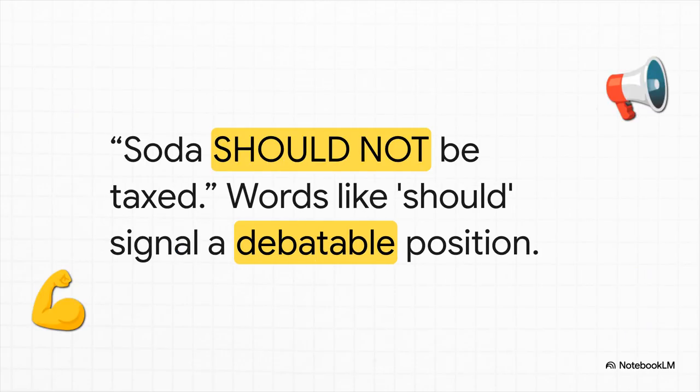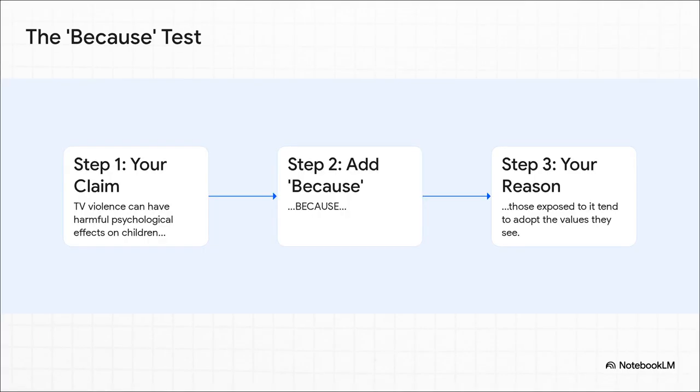Now feel the difference with this. Soda should not be taxed. Bam! That's a strong claim. Using a powerful word like should or should not instantly creates a clear, debatable position. There's no confusion. The reader knows exactly where you stand, and the rest of your essay is going to be all about proving it. It all boils down to this incredibly simple but powerful formula. You start with your claim, what you believe. You add the magic word because, and then you give your main reason why you believe it. Claim, because, reason. That simple structure is the engine that will drive your entire paper forward.